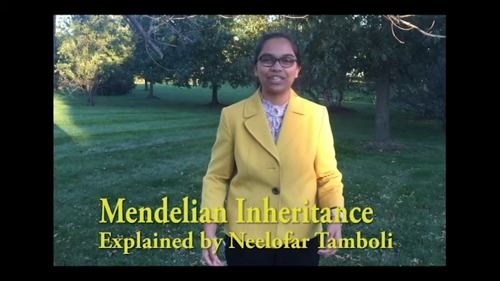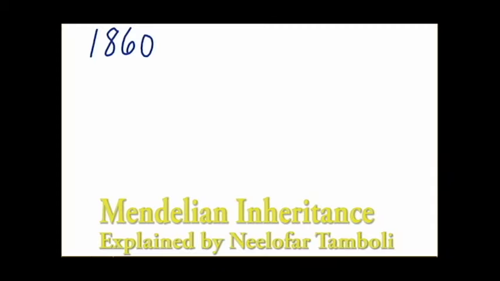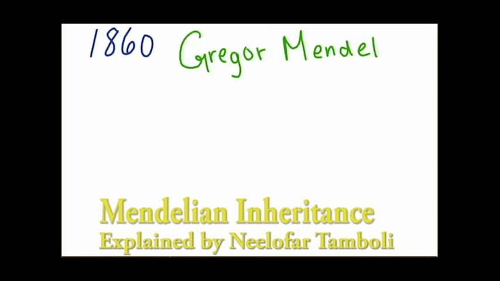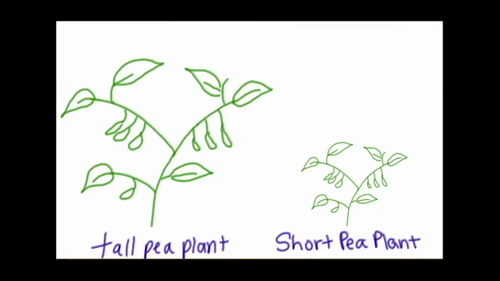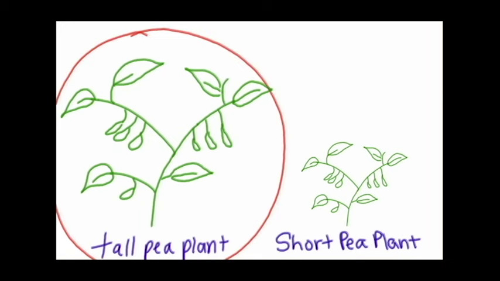Mendelian inheritance of traits. In the 1860s, an Austrian monk named Gregor Mendel performed his famous pea plant experiments. He crossed short pea plants and tall pea plants 30,000 times over a course of 8 years. He observed that all of the offspring were tall plants. Let's see how. Each plant has 2 traits that determine height.